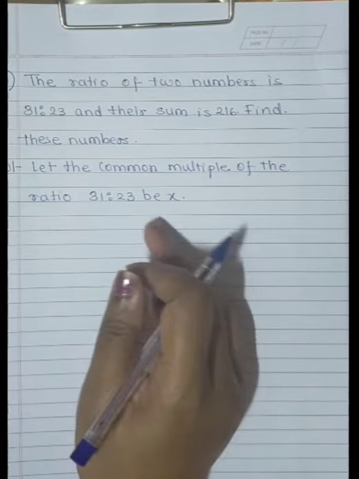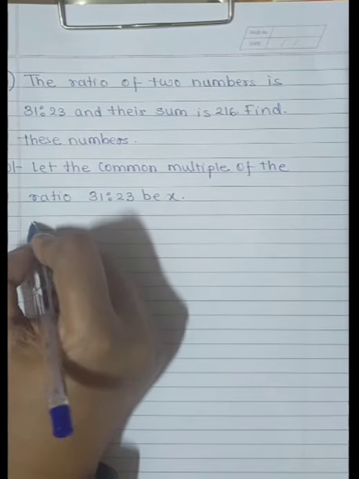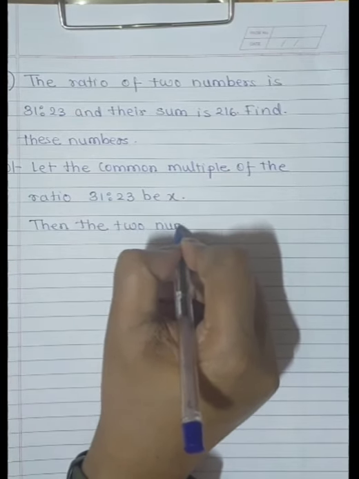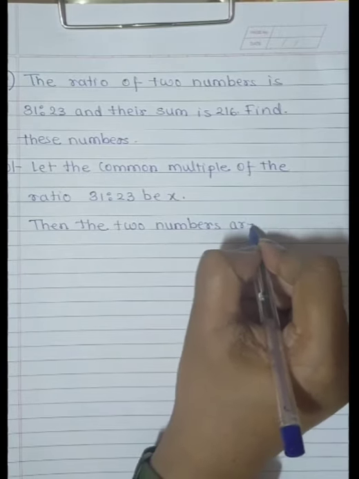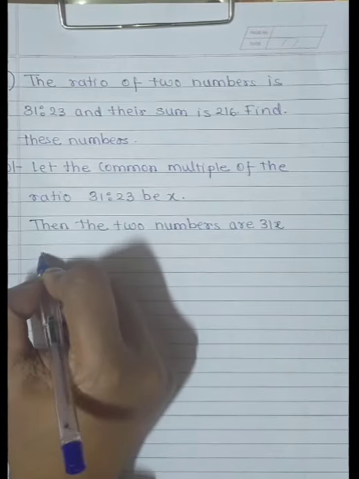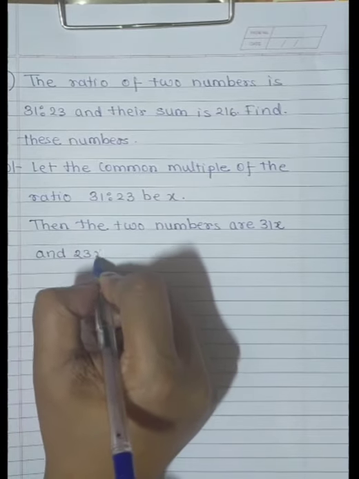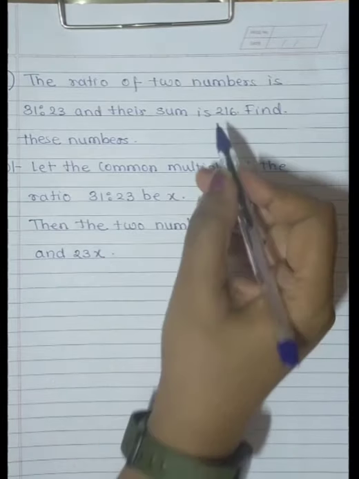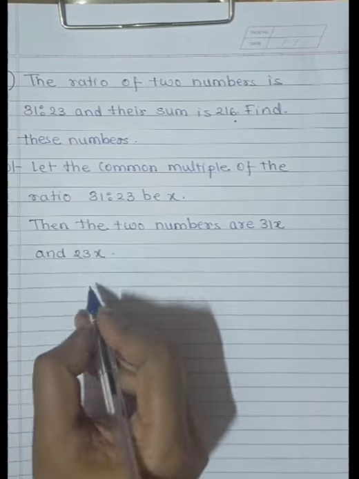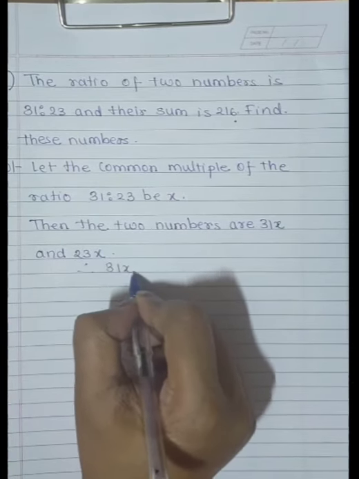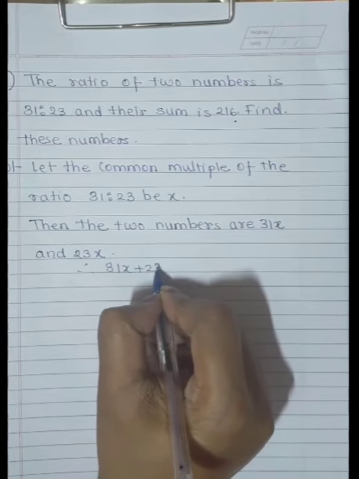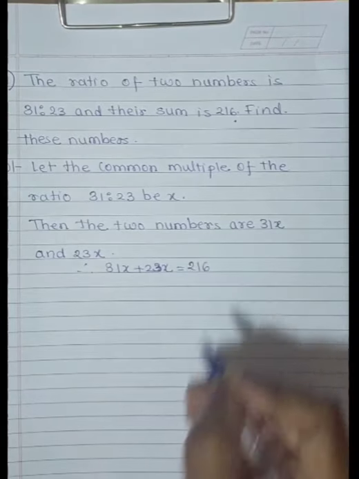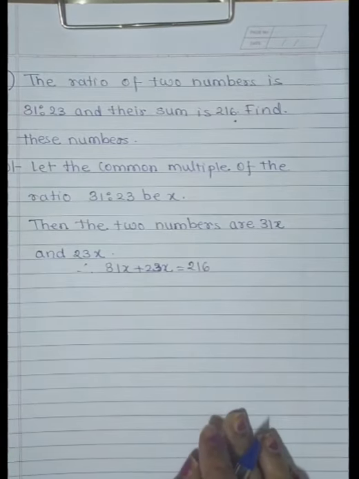Okay, the same thing we'll do in this sum also. Then the two numbers are 31x and 23x. Now what is the sum given? The sum is given 216. So I will write in statement, therefore 31x plus 23x is equal to 216. Okay, this is our equation.